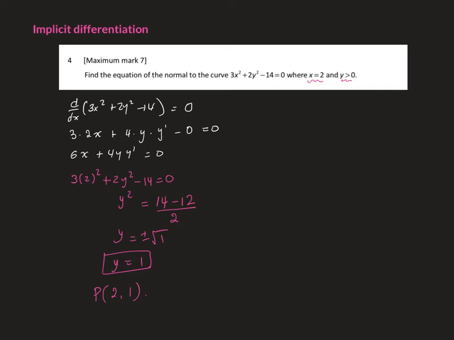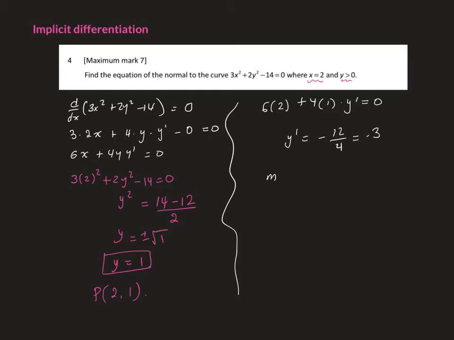Now using this, we are going to go back to our derivative and substitute the point. So 6 times 2 plus 4 times 1 times y dash equals 0. To find the slope of the tangent, we need to solve for y dash. So y dash is going to be minus 12 divided by 4, that is minus 3. The slope of the normal line is going to be the negative reciprocal of minus 3. So it's 1/3. And we also know that the normal line is going to go through the point (2, 1).